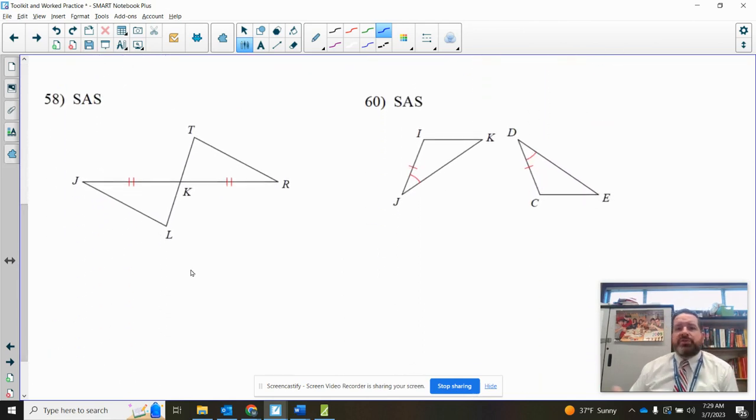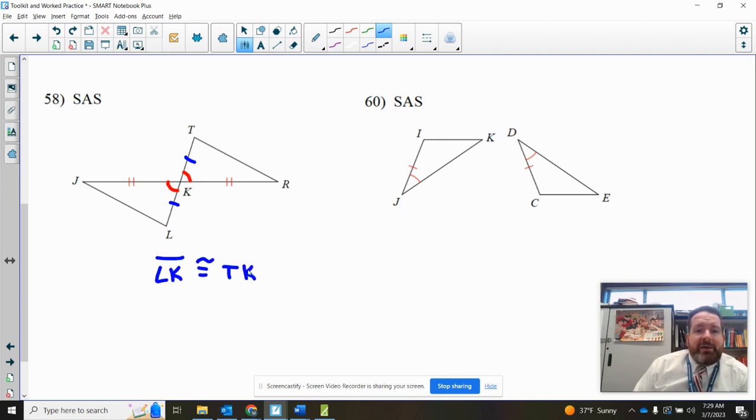Okay, we are in the home stretch. Here we go. Those sides are already marked. These angles match up because they're vertical angles. I want SAS. The angle has to be between the two sides. So that means it's got to be this side and this side. Angle, side, angle, angle, side, angle. So segment LK on the bottom has to be congruent to segment TK on the top.